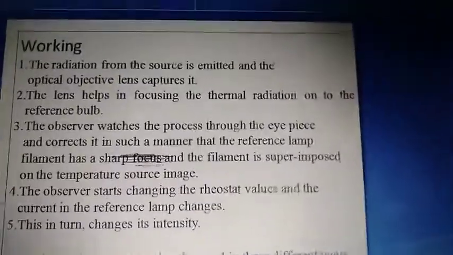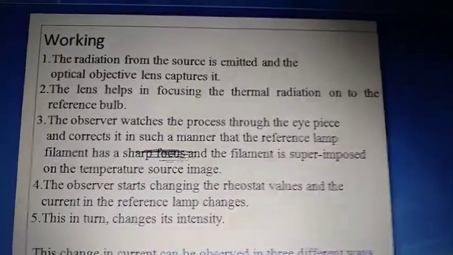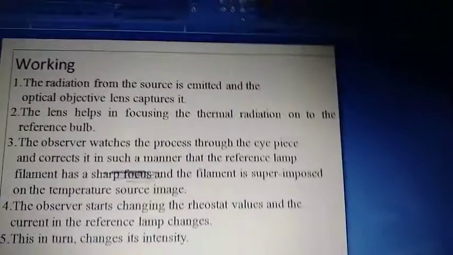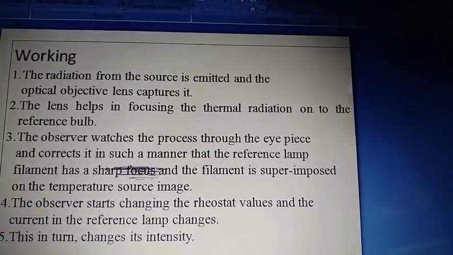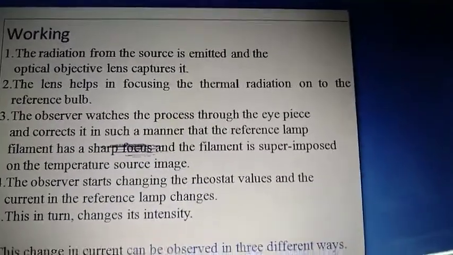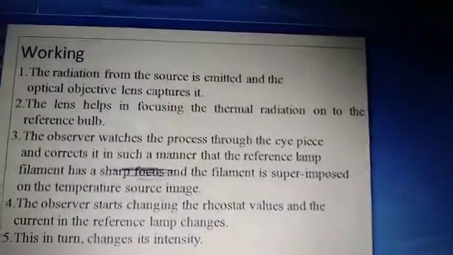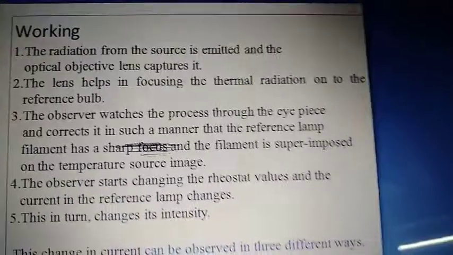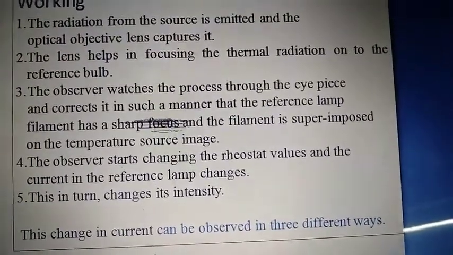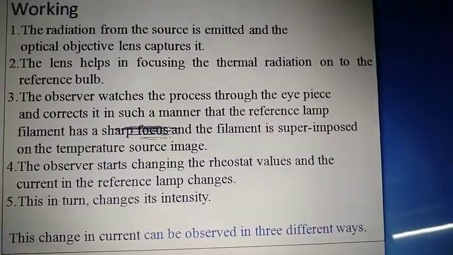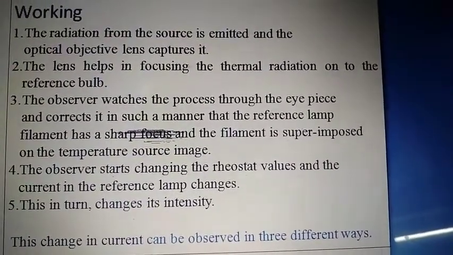So what is the working function of this optical pyrometer? Let's see. The radiation from the source is emitted and the optical objective lens captures the radiation. The lens helps in focusing the thermal radiation on the reference bulb. The light radiation falls onto the reference bulb. So the bulb intensity is increasing in two ways.